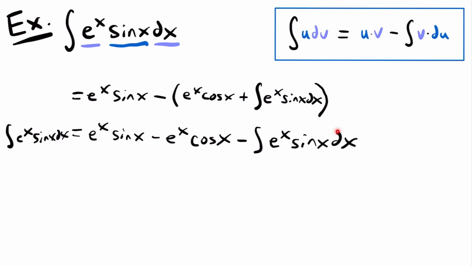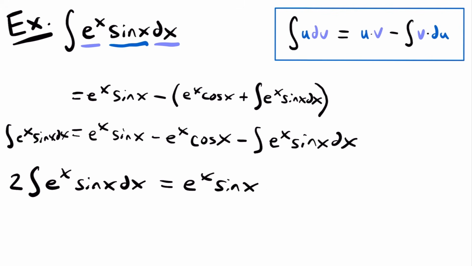So if we add this integral to both sides, that will cancel out with this negative integral, and we will have 2 times the integral of e to the power of x times sine x dx is equal to e to the power of x times sine x minus e to the power of x times cosine x. And now what that allows us to do is divide both sides by 2, right?